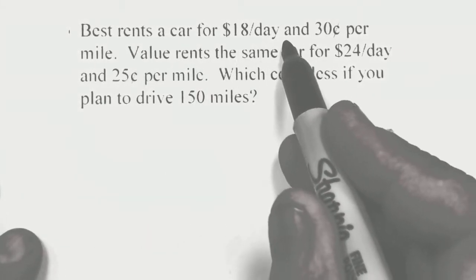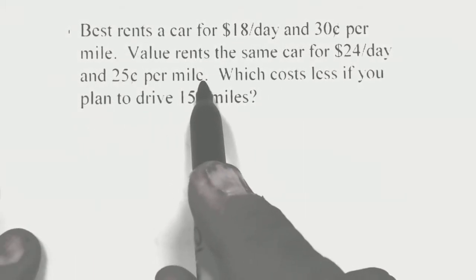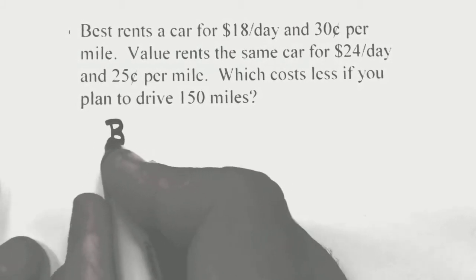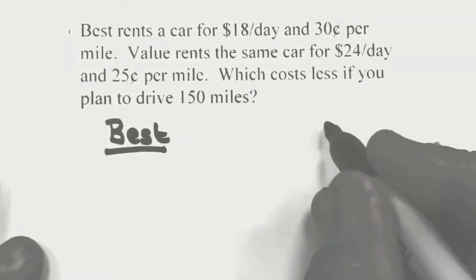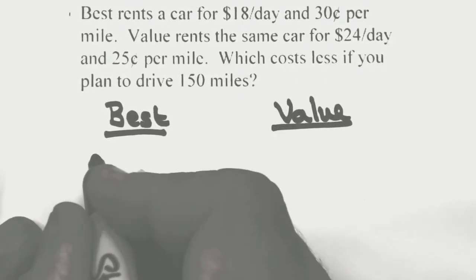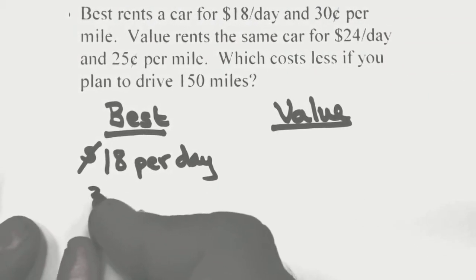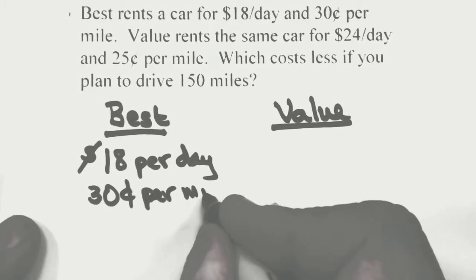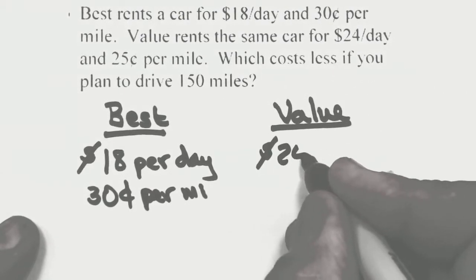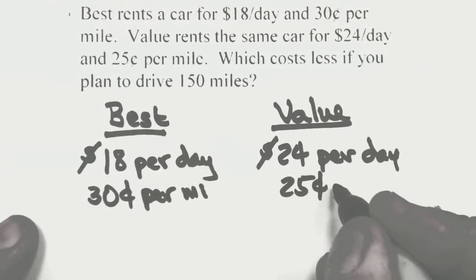Best rents a car for $18 per day and 30 cents per mile. Value rents the same car for $24 per day and 25 cents per mile. Which costs less if you plan to drive 150 miles? Well, once again, set up the two companies. Here's Best, and the other one is Value. Let's jot down what they're going to charge us. Best has $18 per day and 30 cents per mile. On the other hand, Value is going to charge us $24 per day, and the mileage cost is 25 cents per mile.